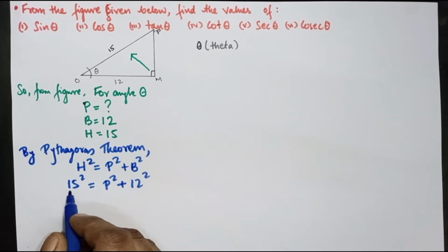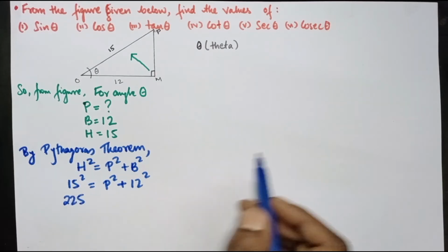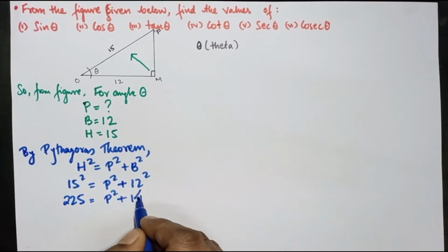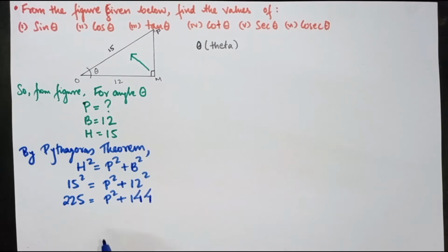So 15 square. I've made a video on multiplication, so it will be easy. The link will be given in the description, you can go through that. So it will be 225. Without doing rough work, you can multiply after watching that video. So this will be P square plus 12 square, which is 144. Now this 144 I'll take to the other side, so it will be 225 minus 144 equals P square. Now doing the subtraction, 5 minus 4 is 1 and 22 minus 14 is 8, so 81 equals P square.